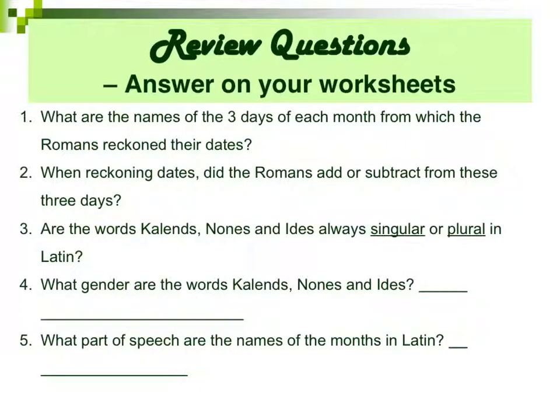Now we have some review questions. Please answer these questions on your review sheets, your worksheets, or on a separate piece of paper. Number 1, what are the names of the 3 days of each month from which the Romans reckon their dates? Number 2, when reckoning dates, did the Romans add or subtract from these 3 days? Number 3, are the words Kalends, Nones, and Ides always singular or plural in Latin? Number 4, what gender are the words Kalends, Nones, and Ides? So masculine, feminine, neuter. And number 5, what part of speech are the names of the months in Latin?